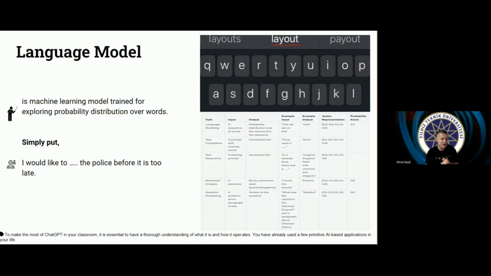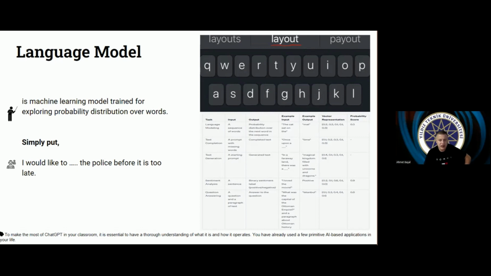For instance, if you just ask ChatGPT to complete this sentence, what ChatGPT does is actually go to a database and explore it, find word or sentence embeddings, and try to complete based on the probability distribution over words. Most probably, ChatGPT will give you the answer, I would like to report the police before it's too late, or I would like to call the police before it's too late. Its working mechanism is really very simple.